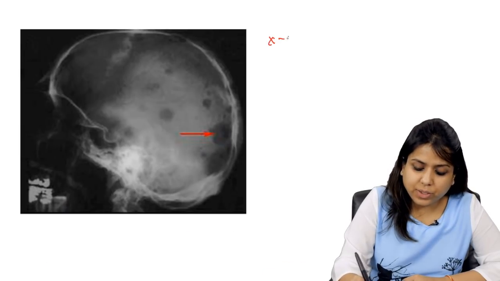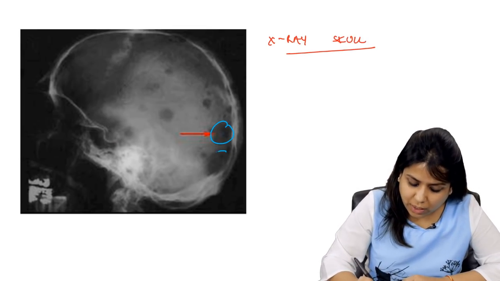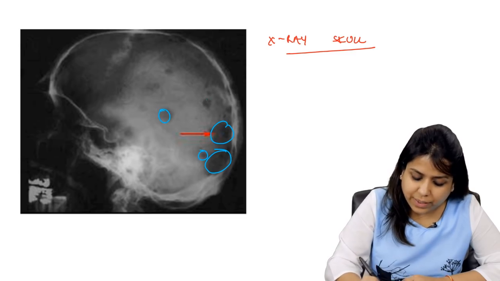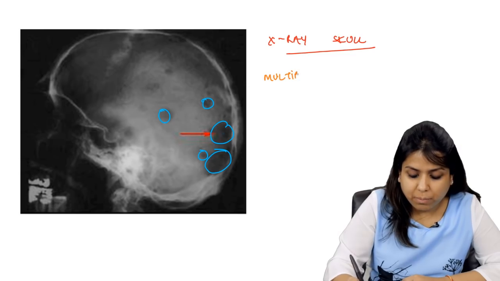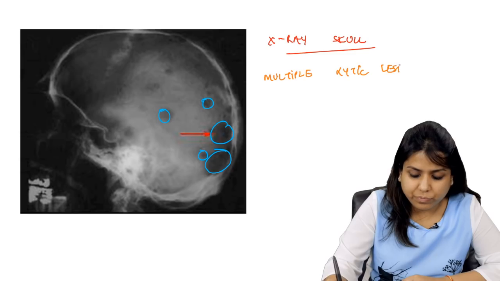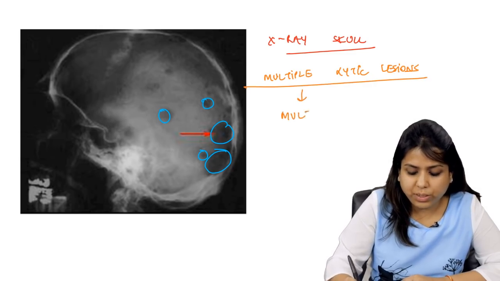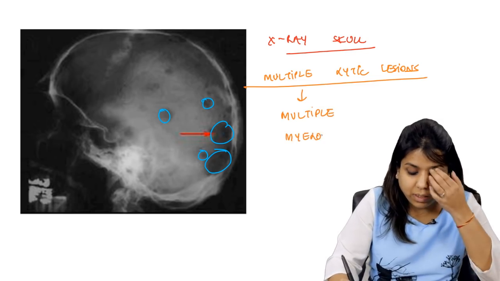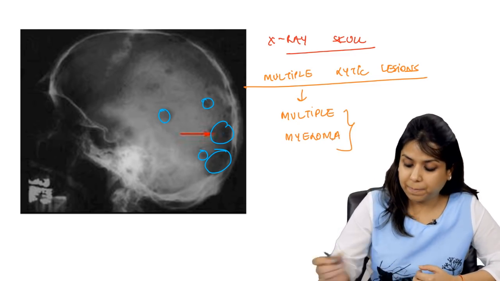This is the X-ray skull. In this X-ray skull, students, you can see multiple lytic lesions. These lytic lesions are also seen in a patient with multiple myeloma, right?